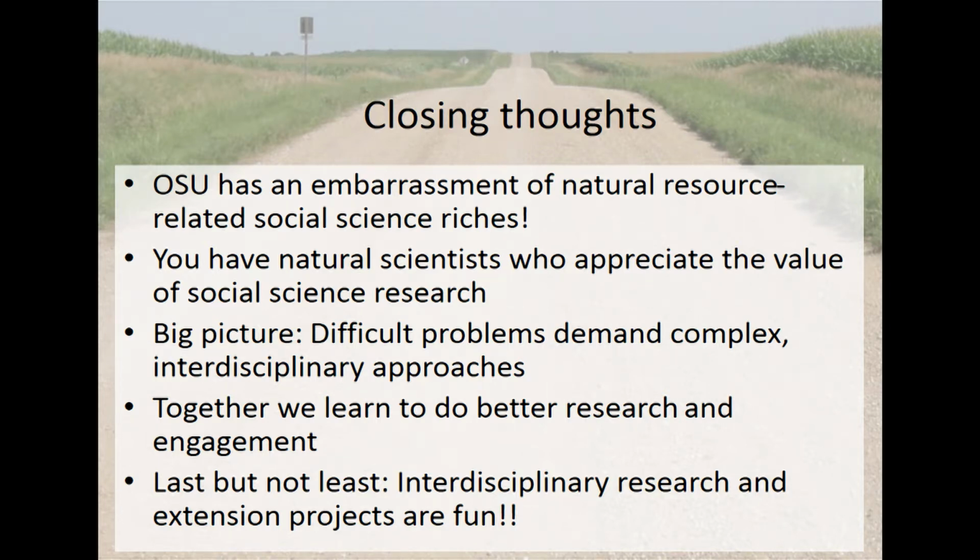And then you also have natural scientists who really appreciate the value of social science research. I mean, Margaret, I think she's an honorary social scientist because she's actually gone out and done in-depth interviews for some stuff and worked with social scientists at Purdue. But I know a number of natural scientists here really appreciate the value of social science research and what it can do for the group. But you know, big picture, these difficult problems that we face really demand interdisciplinary, transdisciplinary approaches, working together with stakeholders. Stakeholders have a lot to bring to the table. Listening to them in both formal and informal ways. And I think together we learn to do better research and engagement, better research and extension.